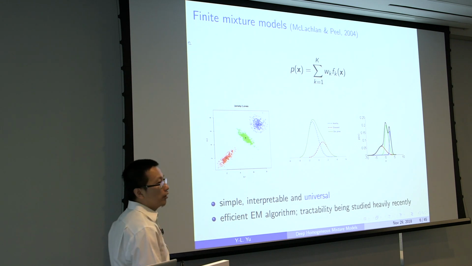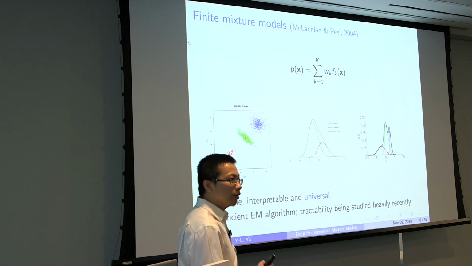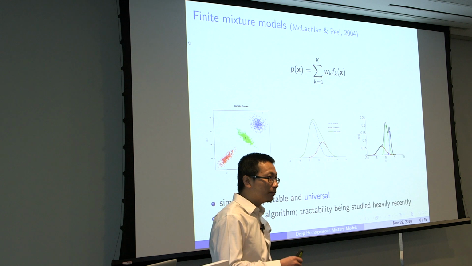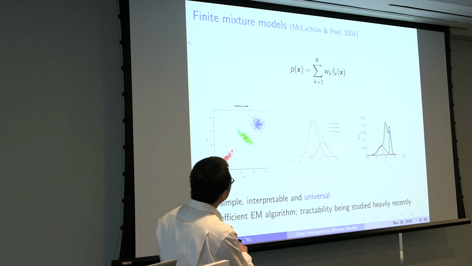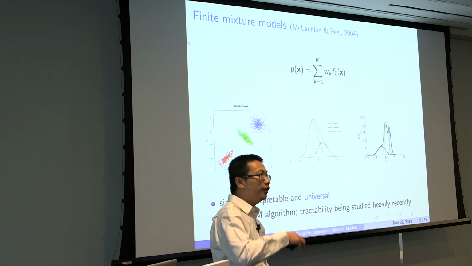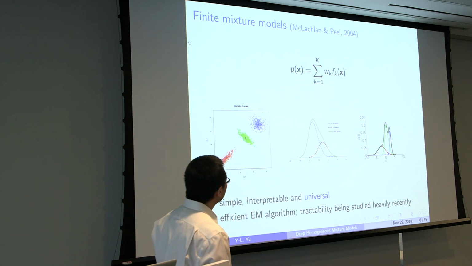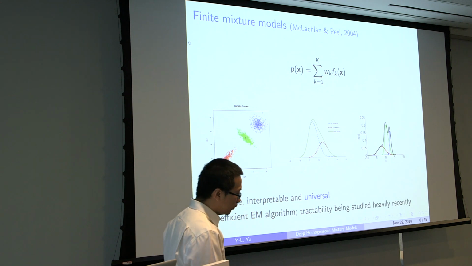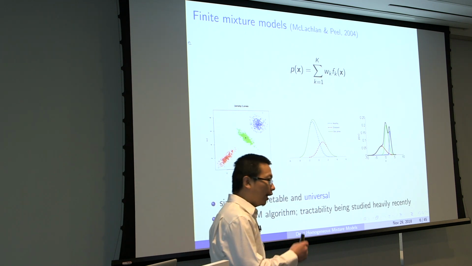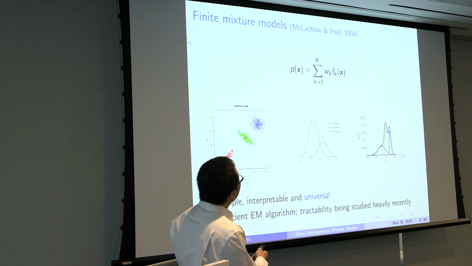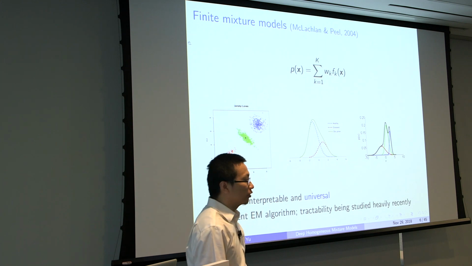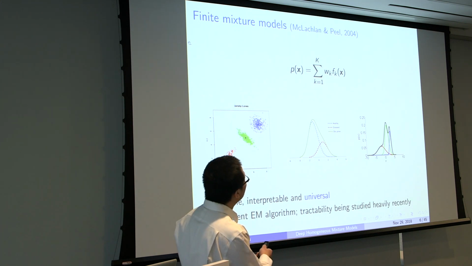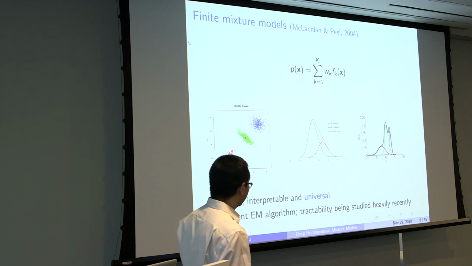And the good thing about the finite mixture model is it's very simple, and it's very easy for you to explain the result. If I look at the picture here, it's clear to me that there are 3 components. Now I can try to interpret these components very easily. And they're also universal in the sense that given any density function, as long as I can choose k to be sufficiently large, then I can approximate any density function arbitrarily well if I choose this Fk carefully.